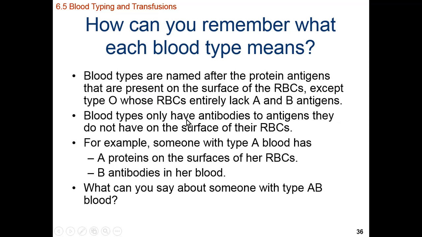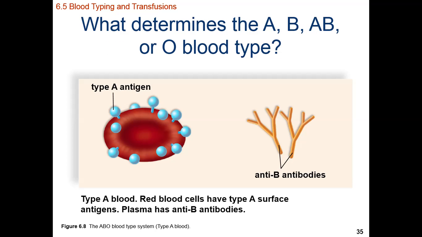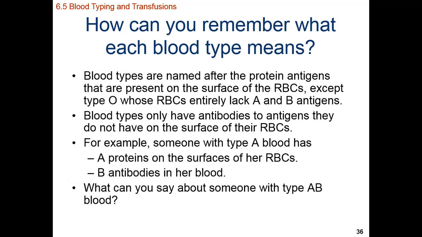So if someone has type AB blood, what can we say about them? Well, we can say that they'd have the type A antigen and they would have the type B antigen on their blood cells. Now, in terms of antibodies, if someone had type AB blood, they would have no A antibodies, and they would also have no B antibodies. They would be lacking those antibodies.